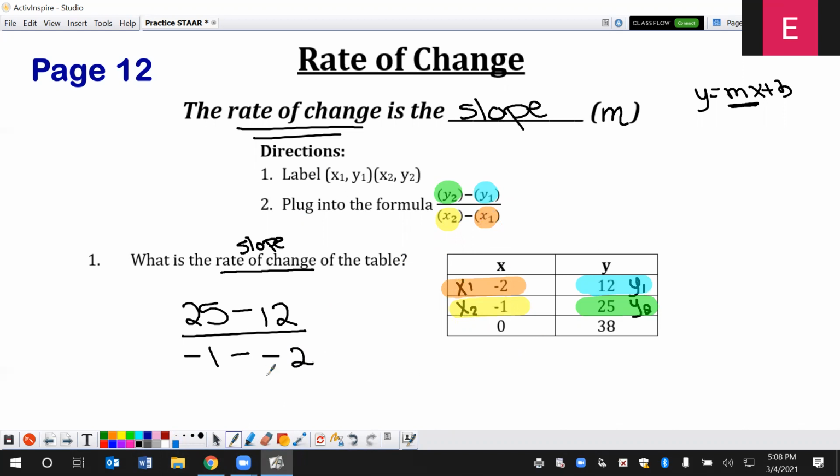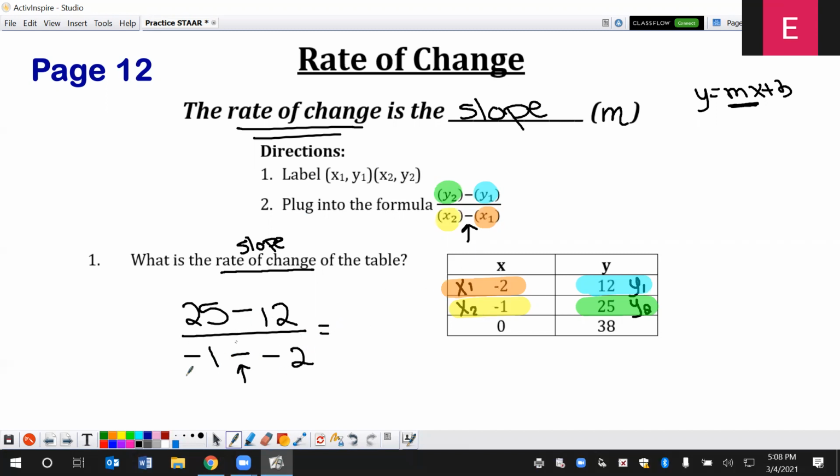Okay, so notice, be really careful here. Notice that I kept the minus that's right there in the middle of my formula, but I also have to keep the negative that's from my number. So I have a double negative here. A lot of students forget that. Be careful with the negatives.